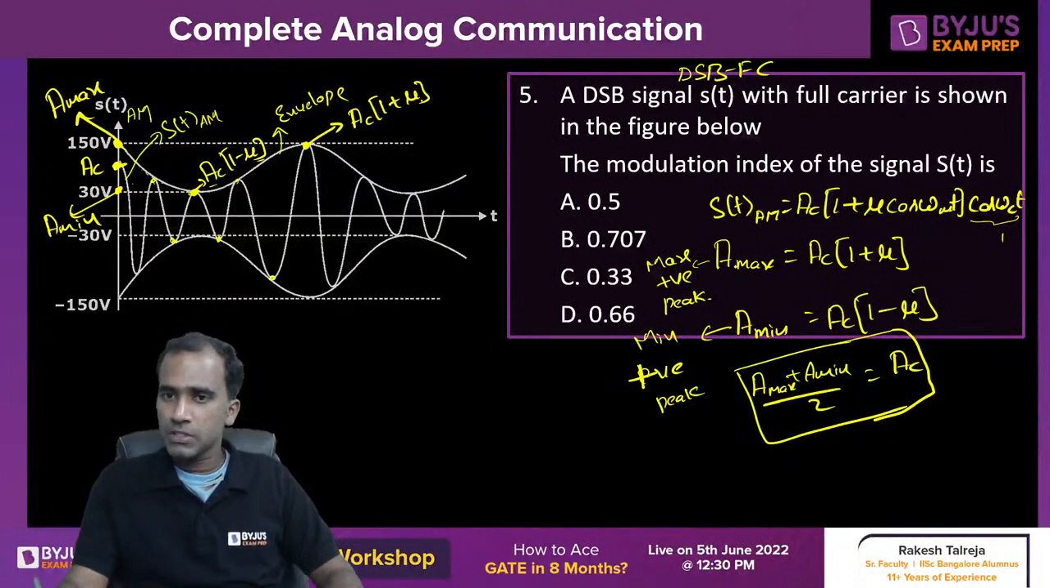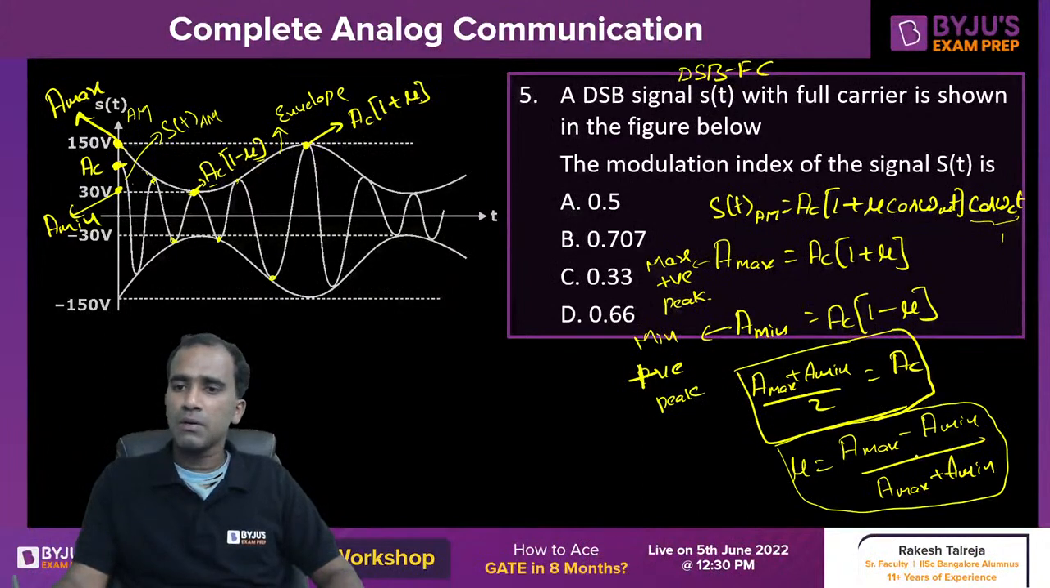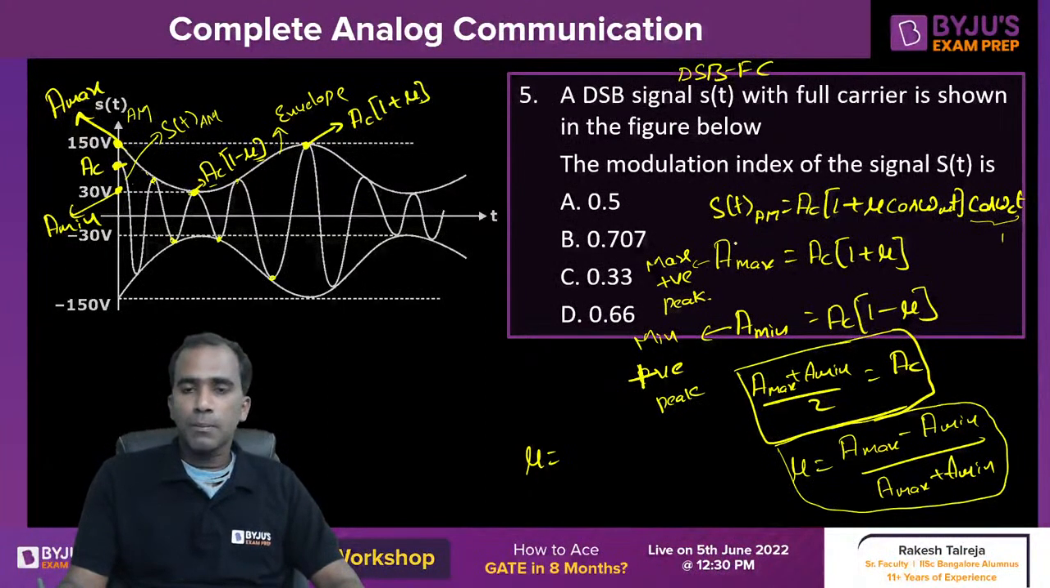Or solve these two equations to get the formula for mu, and that formula will be mu equal to A max minus A min divided by A max plus A min. So this is the formula for modulation index using maximum peak amplitude and minimum peak amplitude. Okay, so using that, let's calculate the modulation index. I've done some derivation also here. I've revised the concept of the envelope of the AM signal, its maximum positive peak and minimum positive peak.